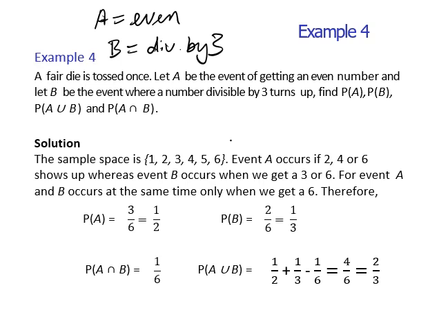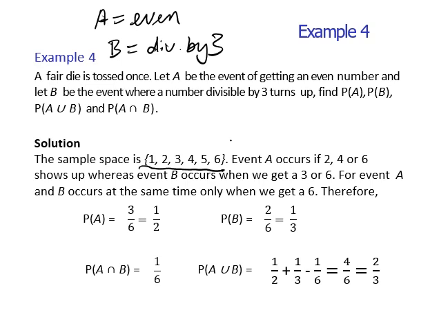Okay, so let's look at example 4. Example 4 is a bit more complicated or more messy. A fair dice is tossed. So a fair die simply means that the probability of getting any of the 6 numbers is 1/6. So A is the event of getting an even number. B is the event of the number divisible by 3. So find probability of A, probability of B, probability of A union B, probability of A intersect B. So the sample space is essentially the same. It is 1, 2, 3, 4, 5, 6.